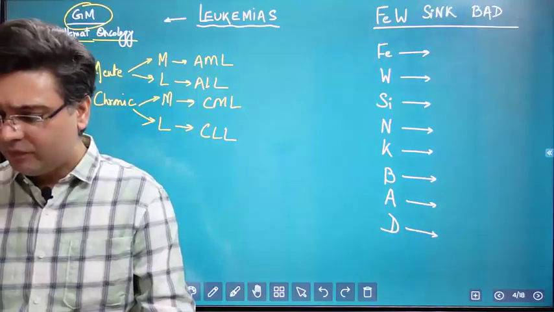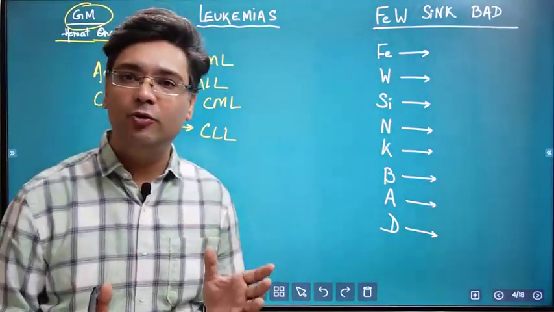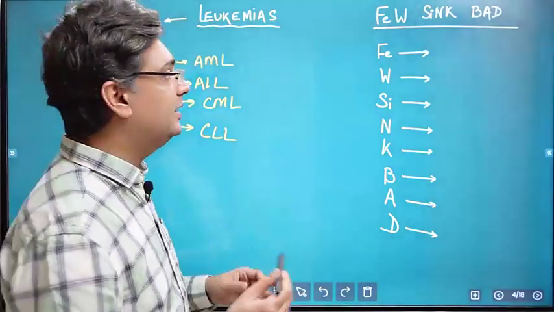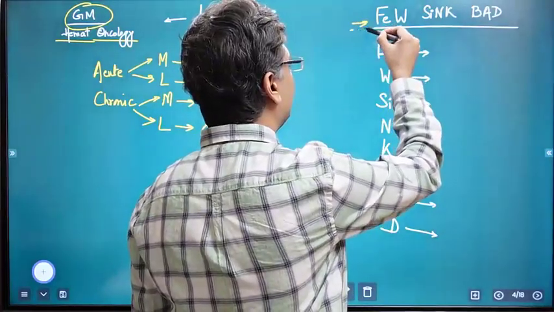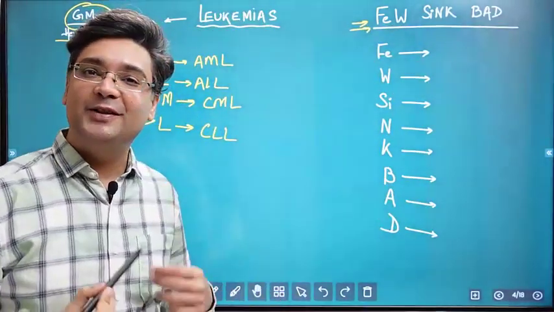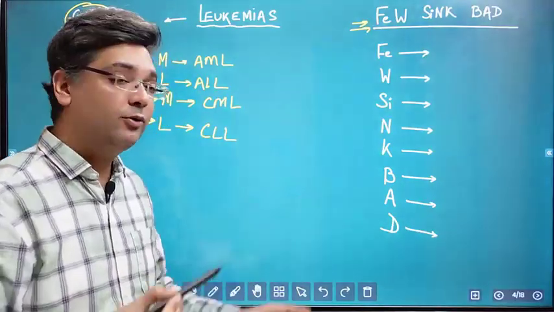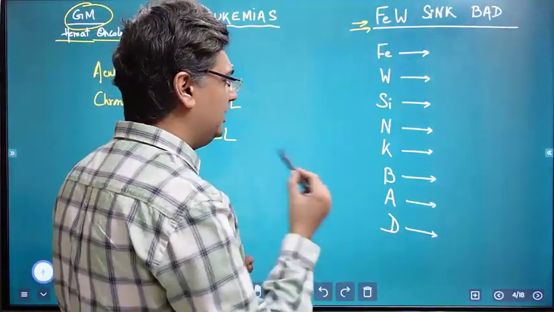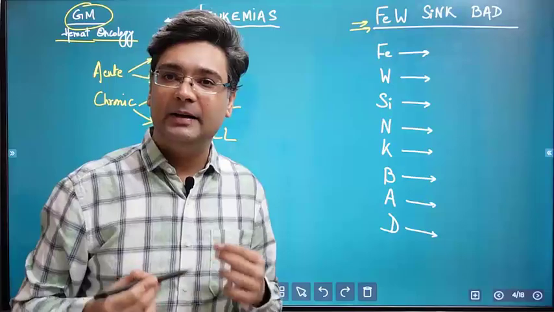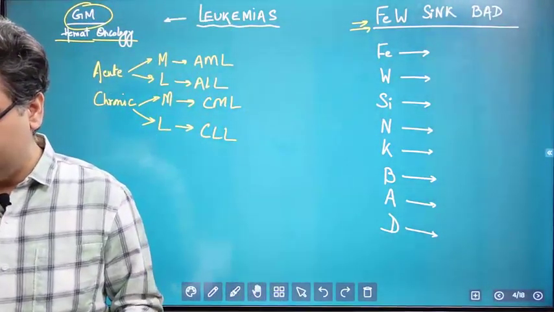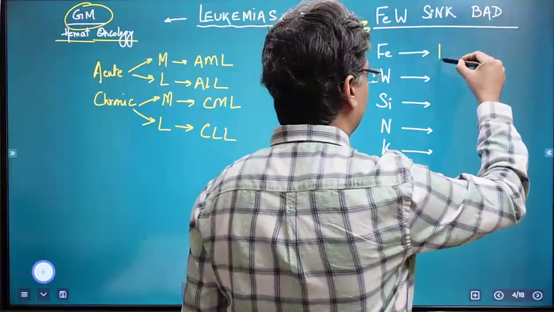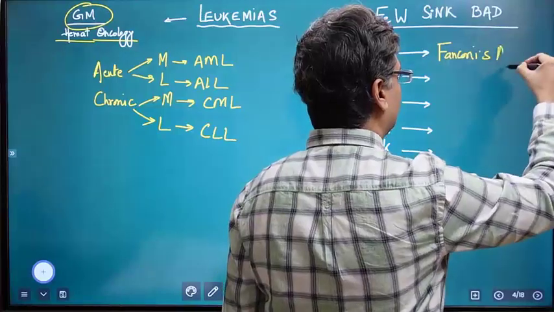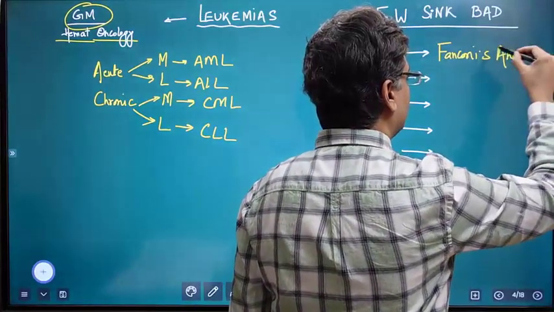Okay, now there are certain syndromes which have a predisposition to developing these cancers, and for developing leukemias, I have made those genetic disorders into an acronym, which is FEW SINK BAD. That means these people are going to sink badly because they are going to suffer from leukemias. So we have made an acronym of these disorders, which is FEW SINK BAD. What is F? F basically stands for Fanconi's anemia.